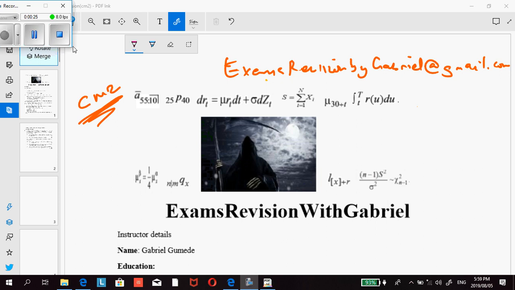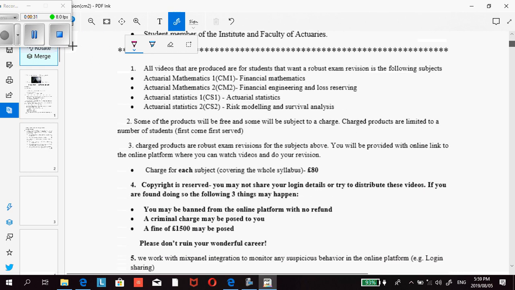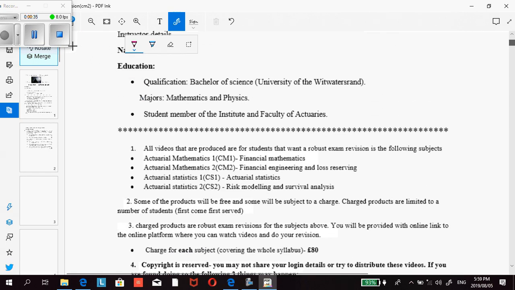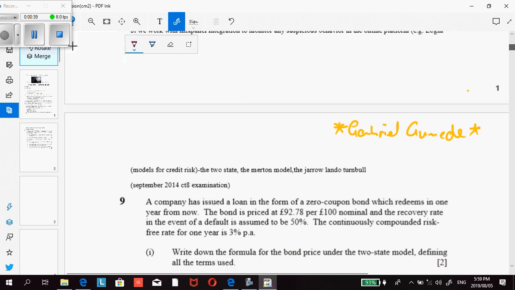Now, before you start off with your revision, please read these instructions carefully. So pause the recording, read this carefully, then when you're done, you can start off with your revision.